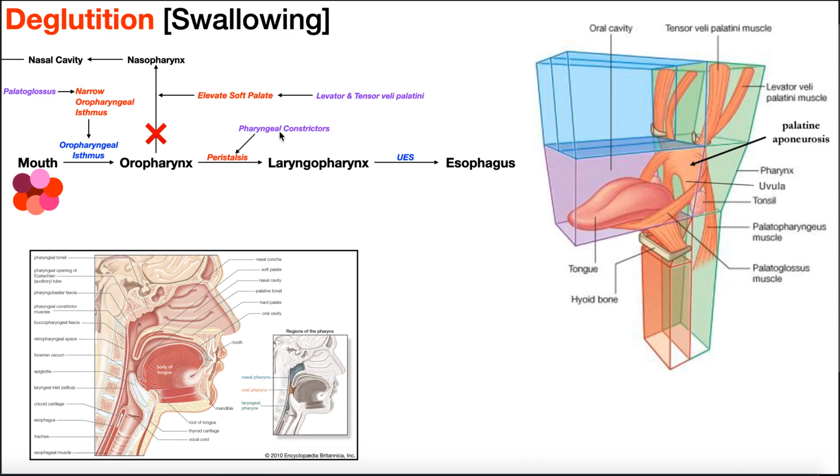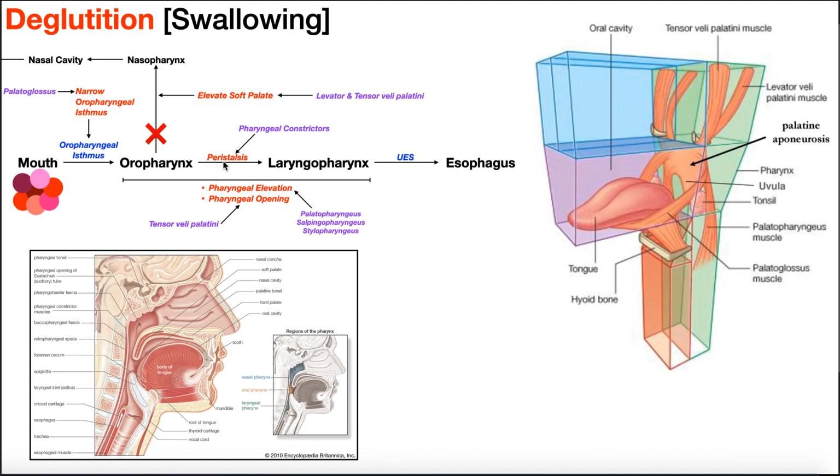There are three of these pharyngeal constrictors, the superior, middle, and inferior pharyngeal constrictors, that facilitate this peristalsis and essentially move that bolus of food from the oropharynx down into the laryngopharynx. And we'll be covering these pharyngeal constrictors next after this introduction in this video.